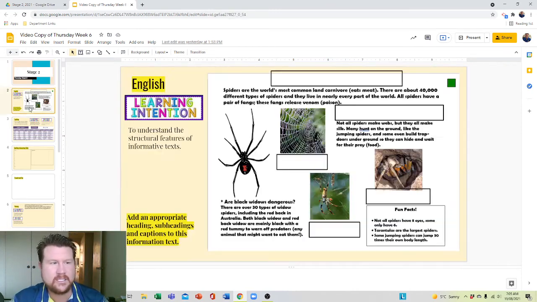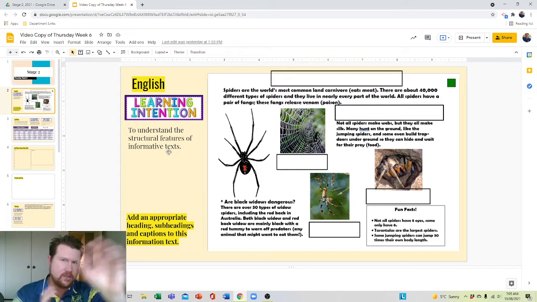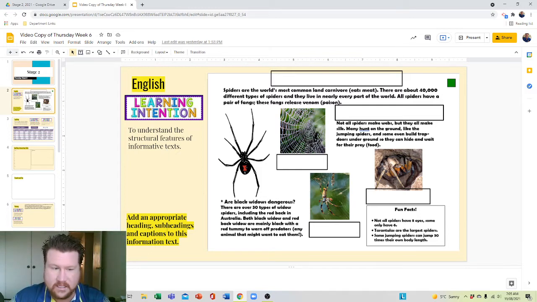Let's get into it. Today we are learning to understand the structural features again of the informative text, because they are different to the creative writing and the persuasive text. So we have to understand the structural features, how it's structured, how it's positioned. And today we are adding an appropriate heading, subheadings and captions to this information text. So here it is. We have to just add 1, 2, 3, 4, 5 different headings and subheadings.